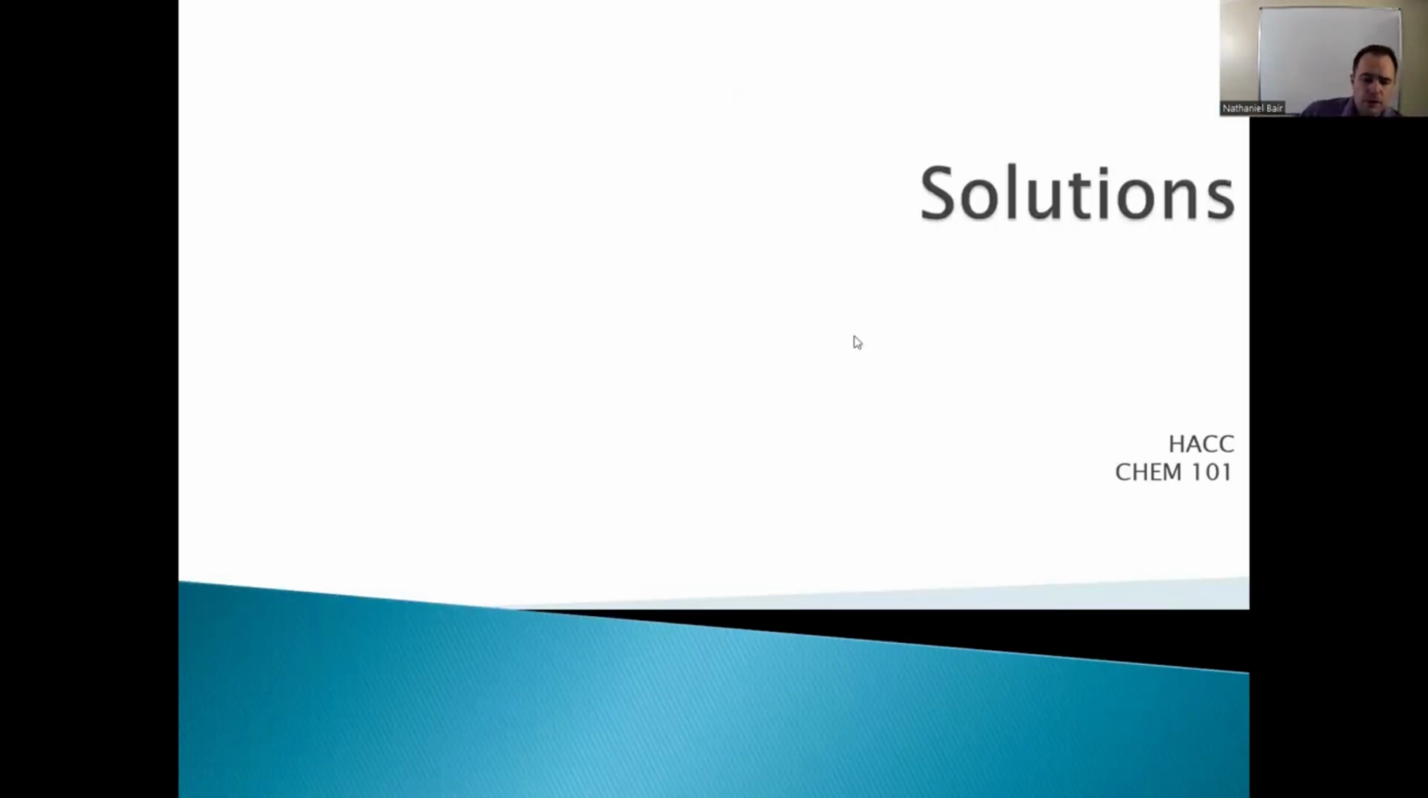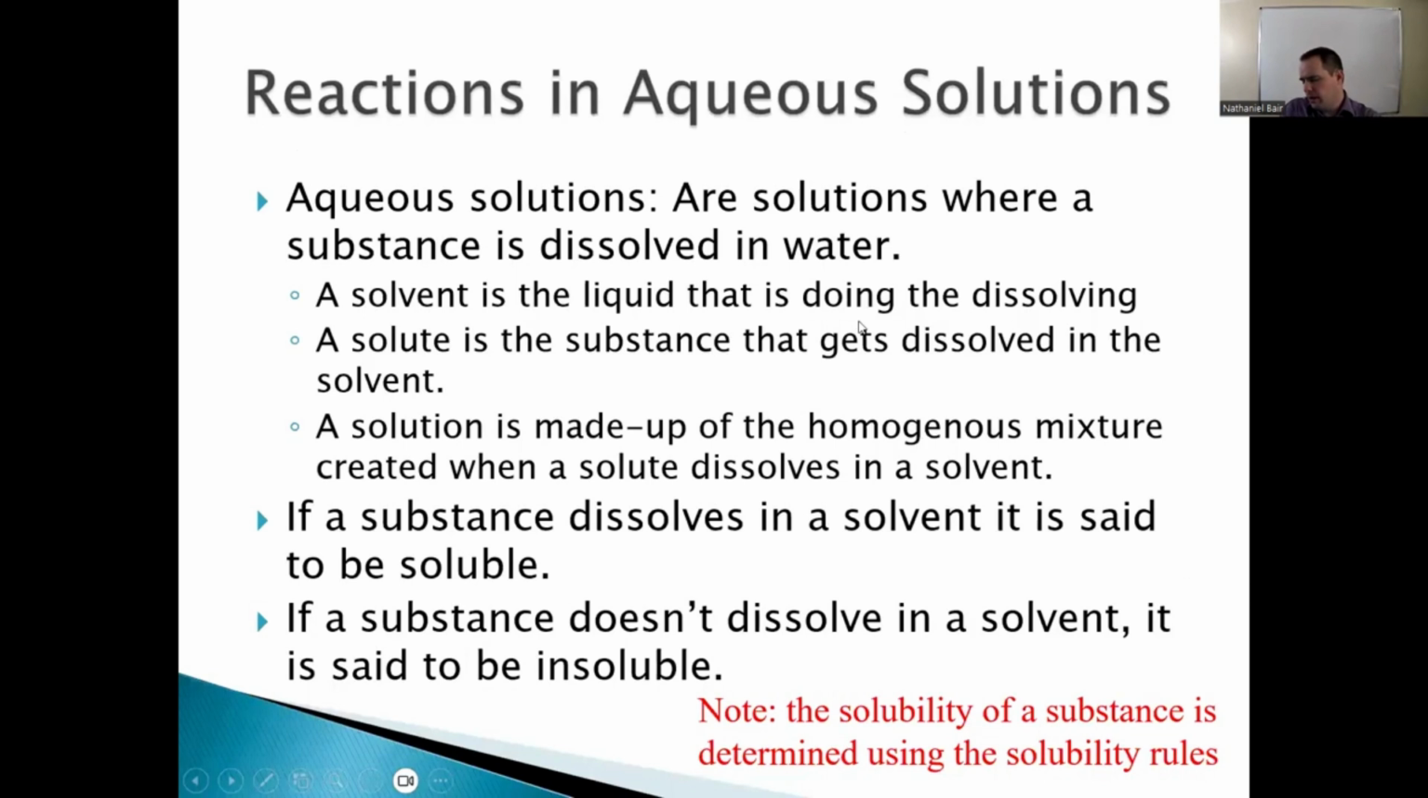So solutions, remember, are our synonym for homogeneous mixture. It's one of the two kinds of mixtures, homogeneous and heterogeneous. Homogeneous mixture is a synonym for solution. Sometimes you'll hear aqueous solution, and all that aqueous means is that the solvent is water.